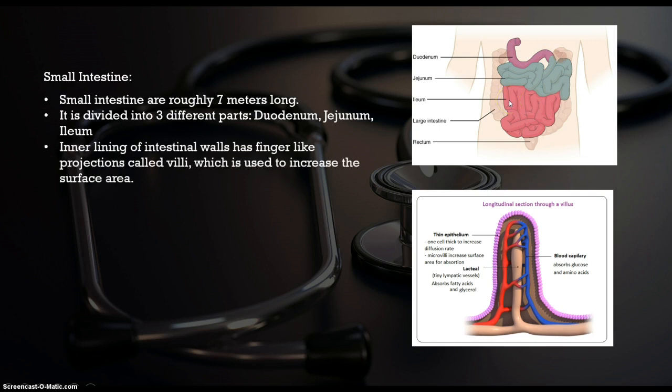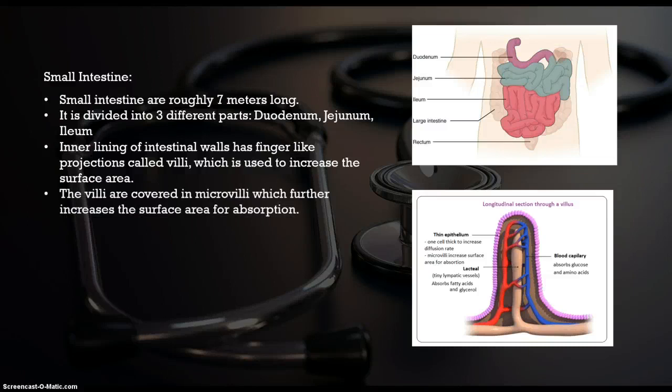Now, the inner lining of the small intestine contains finger-like projections called villi. You can see the diagram of a villi here. These finger-like projections are found on the internal walls of the small intestine, which helps to increase the surface area so that the absorption of the nutrients occurs much better.